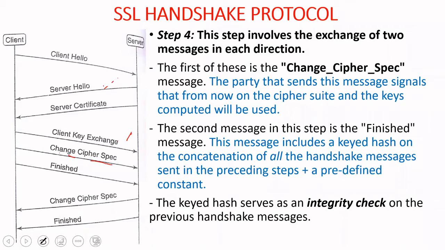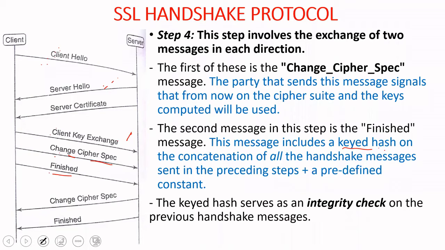Now once that is sent, the client also sends the finished message. In the finished message, a keyed hash is sent. That is a hash of all the previous messages, whatever it has sent. That is the client hello it has sent, the client key exchange, and the change cipher spec message. So all these messages, it takes a concatenation of all these and calculates the keyed hash, plus a predefined constant. All the previous messages plus a predefined constant is taken.